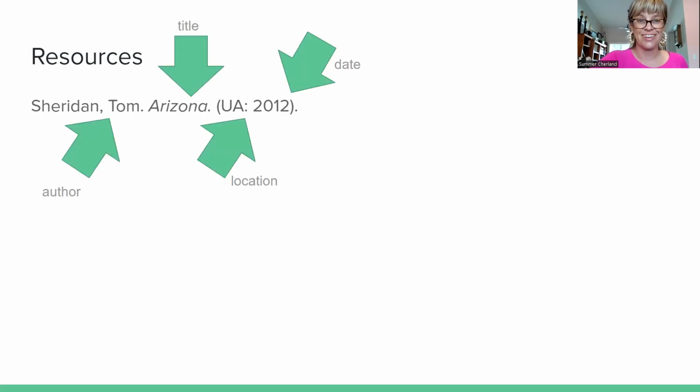Author, Tom Sheridan. Title, Arizona. Location is the press. This is a physical book, and it was published by the University of Arizona. And then date, it was published in 2012. Now, if you're using a web source, that's perfectly fine. You still need author, title, and date. And the location is just that link, that URL where you found that material. If you just cut and paste the URL, you're not giving me a citation. You're just showing me where you found it. I still don't know who wrote it. I still don't know when it was done. And I still don't know what it's called.